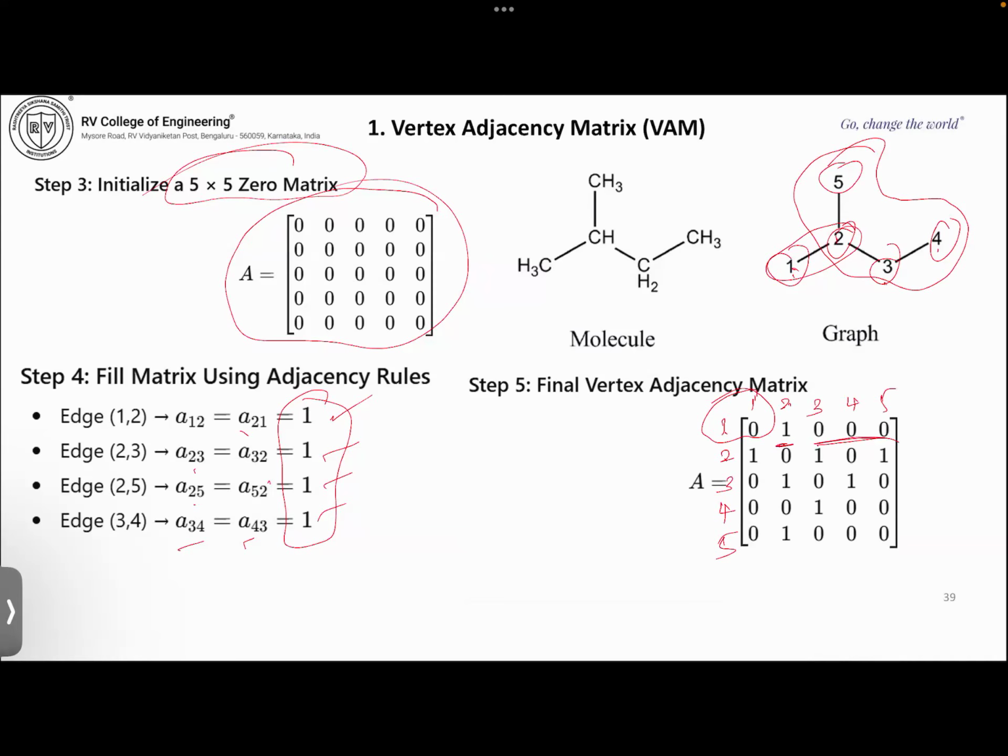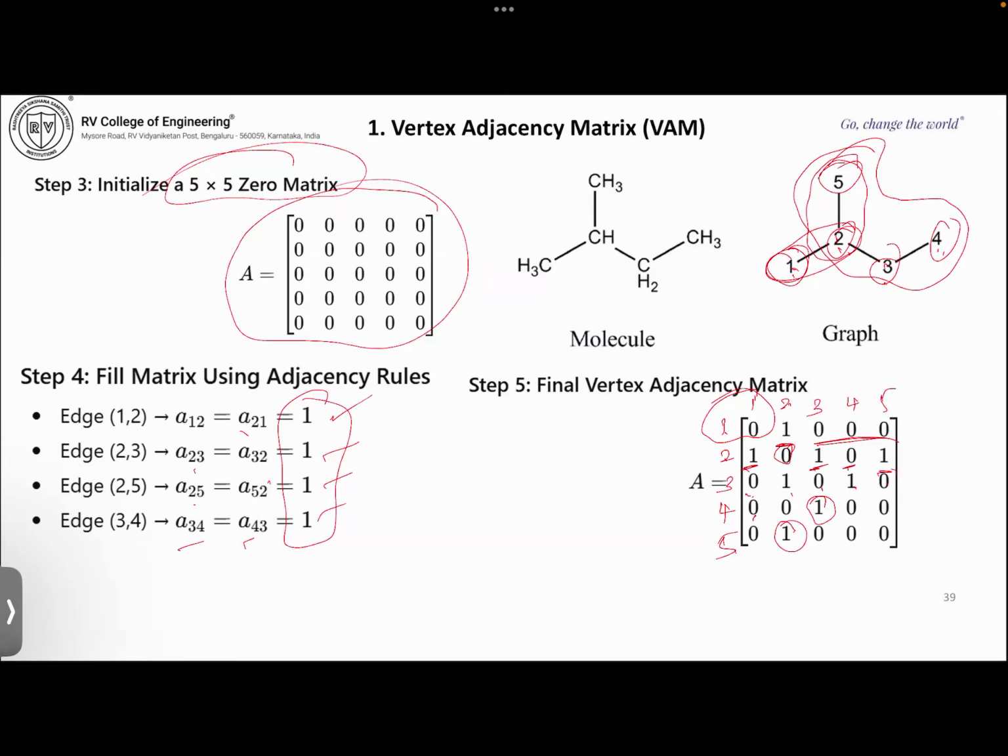Okay. Next, the second carbon. The second carbon is adjacent to 1, and for 2 it is 0. It is adjacent to 3 also, therefore it is 1, and it is not adjacent to 4, therefore it is 0, and 2 is adjacent to 5, directly bonded, therefore 1. So then we have for 3: 0 1 0 1 0, and for 4 you can see that it is adjacent to only 1. 5 is adjacent to only 1.